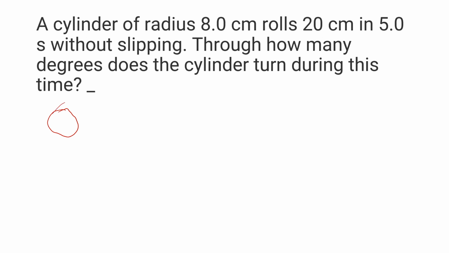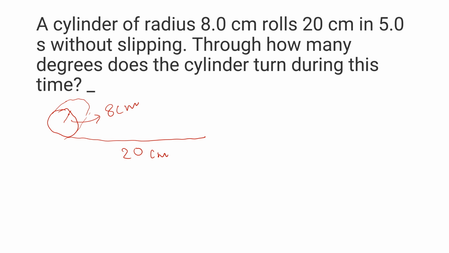and it looks like this somewhat, right? So, it is rolling and the distance it travels in 5 seconds is 20 centimeters, and the radius of the cylinder is given to you, which is 8 centimeters. So this radius is 8 centimeters. As it is rolling, it's completing one circle. It's starting from a point, rolling and coming back to the same point.